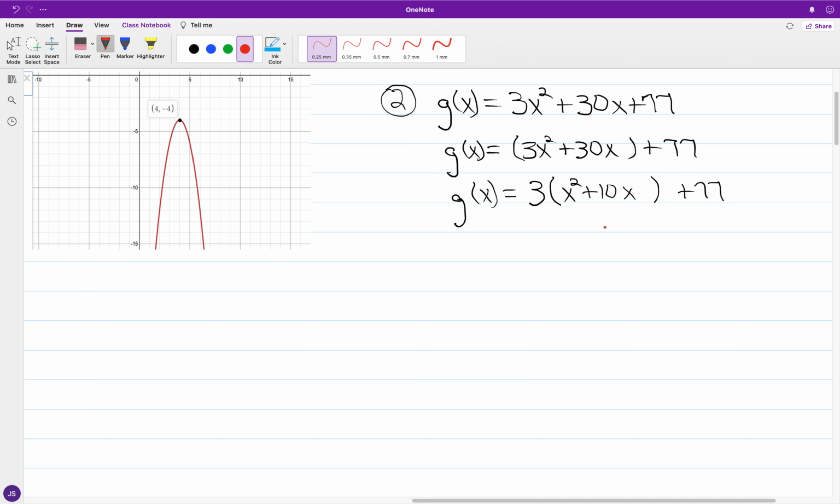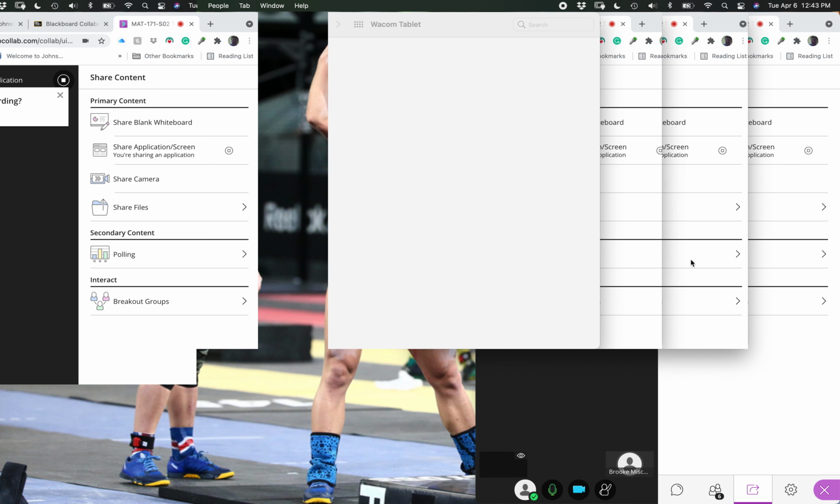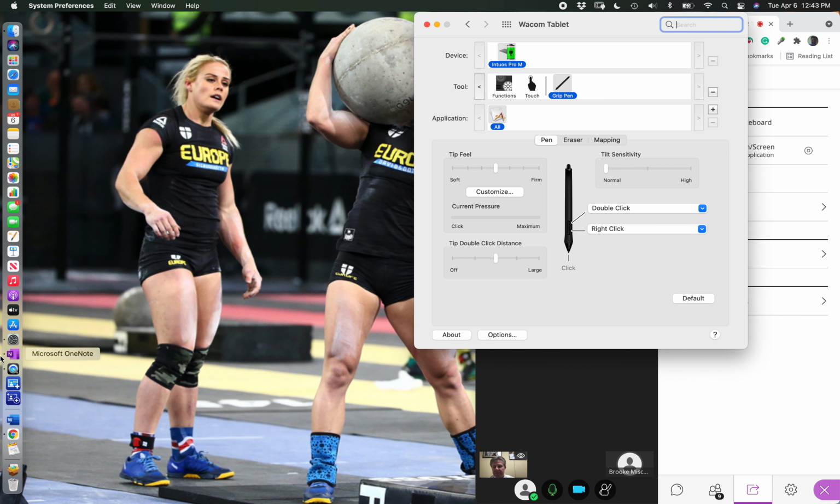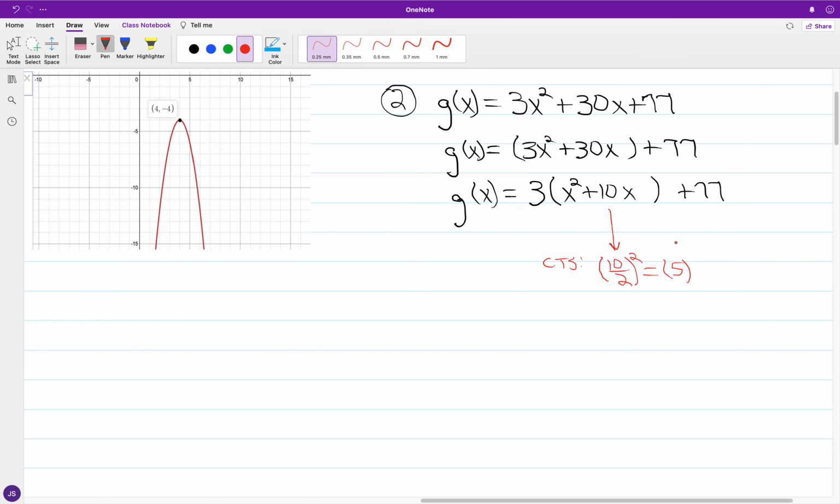Now, crossing over to completing the square, within the parentheses, the first-order x term has a coefficient of 10. So I'm going to take half of this and square. Half of 10 is going to be 5, and 5 squared is equal to 25.